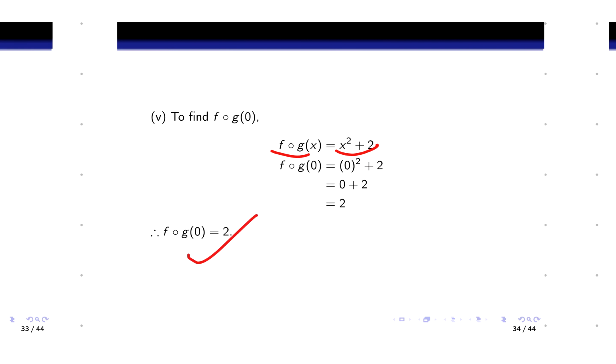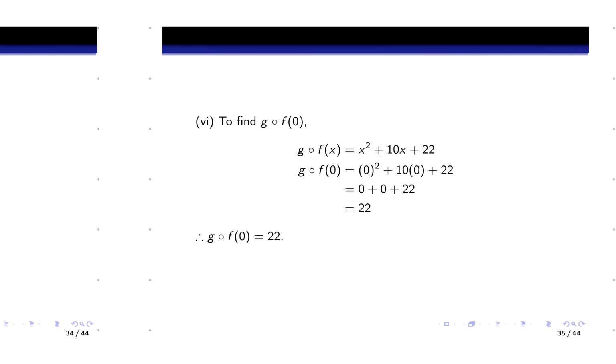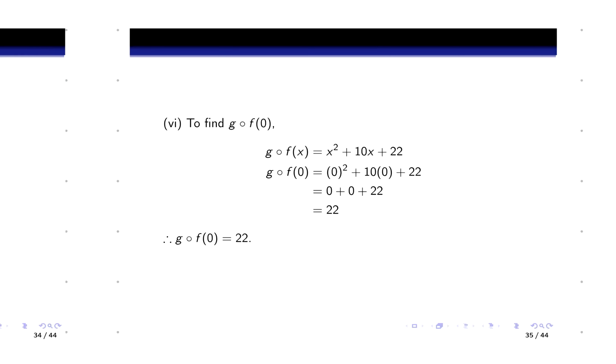Then we go ahead to have this. You want to find g of f of 0. Don't forget, we found g of f of x to be x squared plus 10x plus 22. So just put 0 for x. So 0 squared plus 10 times 0 plus 22, and the answer is 22. Easy peasy. But of course, if you had not found it before, then you already know how to find it. So you go through the process and find that.